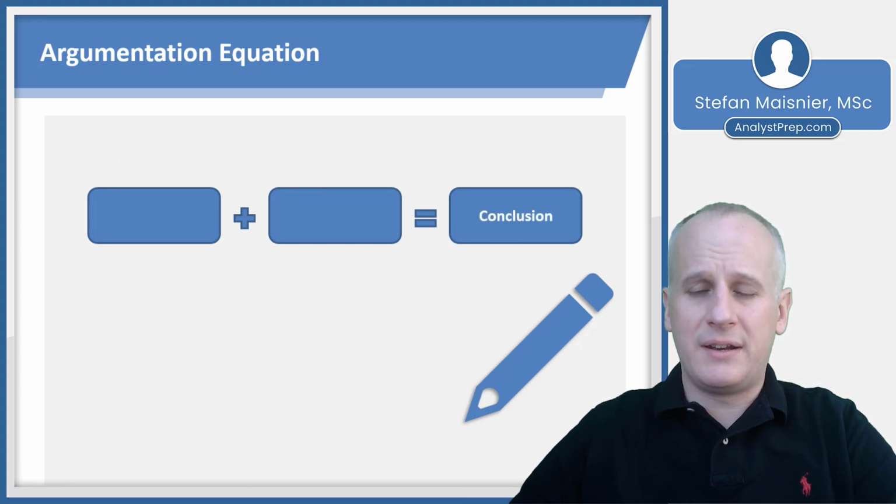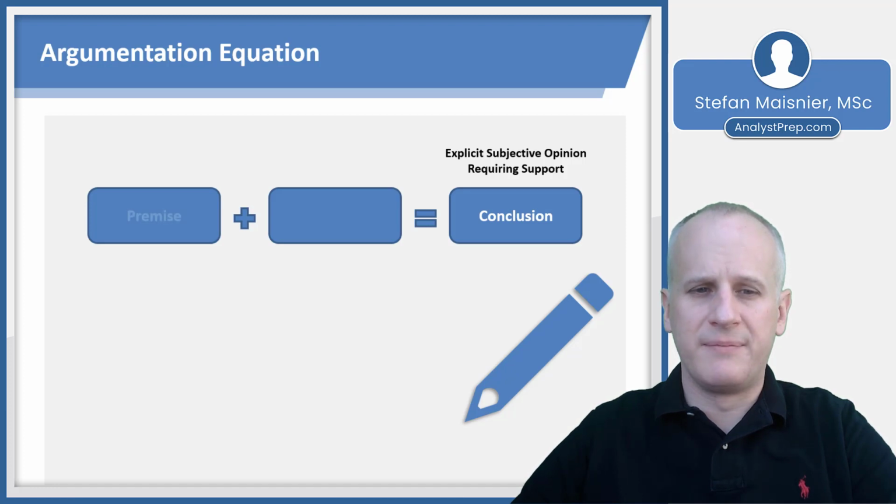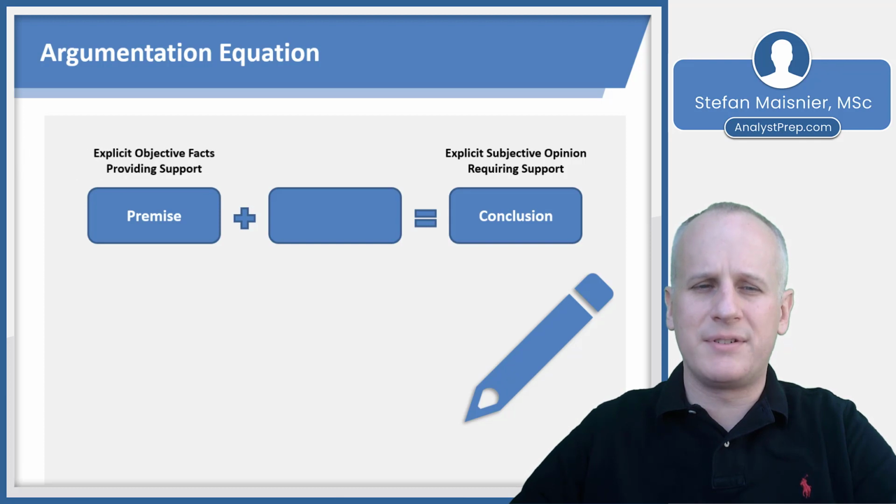So we know that a conclusion is the ultimate outcome of any argument, and that conclusion is going to be your explicitly stated subjective opinion that requires support to believe. And the way that you get to your conclusion is through what is known as the premise. And the premise is going to be your explicit objective facts that are intended to provide support for that explicit conclusion. And your assumption is the fact, or an individual fact, that must be true to logically provide the link between your premise and your conclusion.